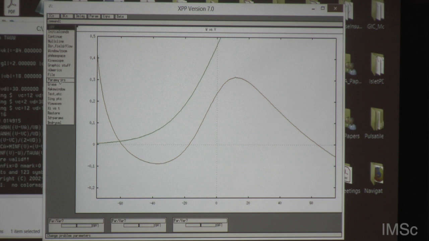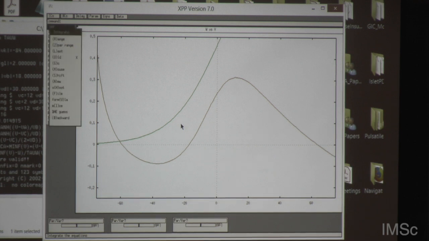File, get parameter set, and then click on HOPF. Okay, so now the parameters corresponding to the HOPF set, which I showed you, are picked up in XPP. Those are the parameter values. I'm going to click initial conditions go, so whatever was the default initial condition.